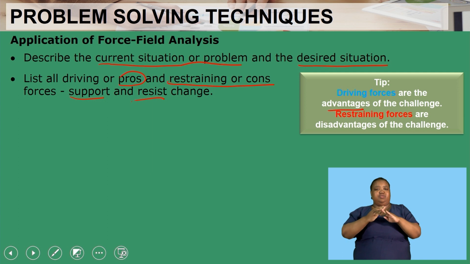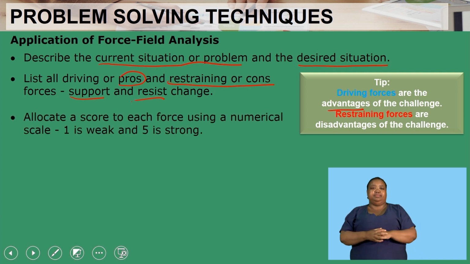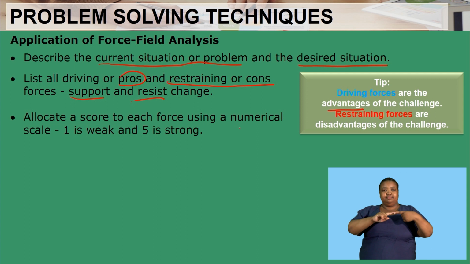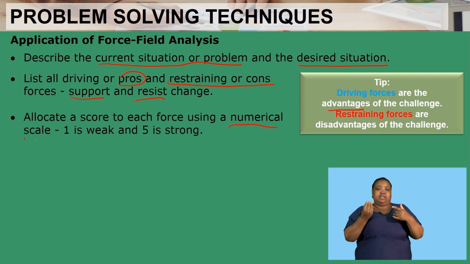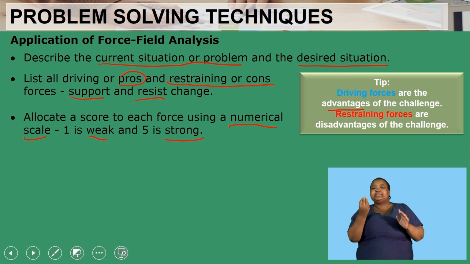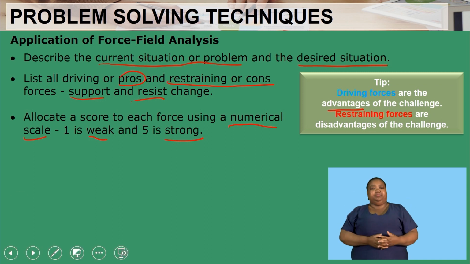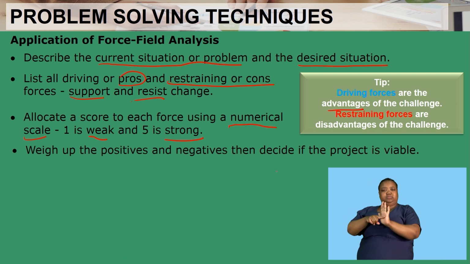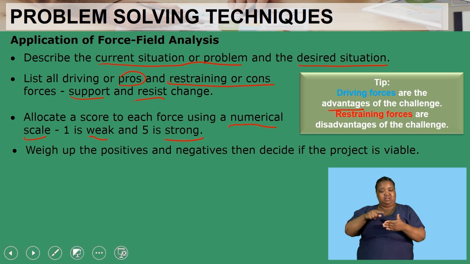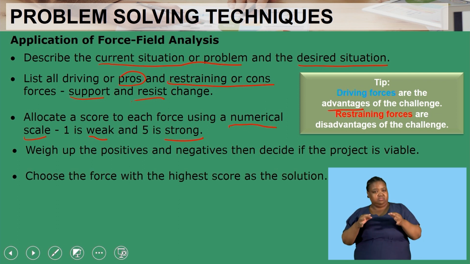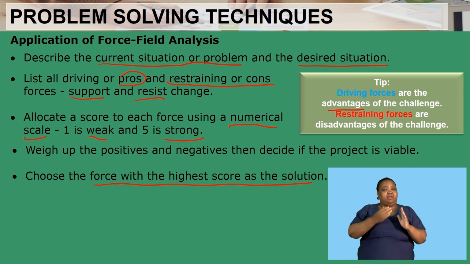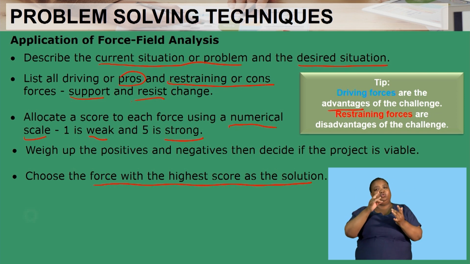of the challenge. Right, so what you need to do is allocate a score to each force by using a numerical scale. 1 is weak and 5 is strong. So you're going to allocate a score. Remember, there are the pros and the cons. So the pros, you weigh them, the cons, you also weigh them. You weigh up the positives and the negatives and decide if the project is viable or not. Then you're going to choose the force with the highest score as the best solution after weighing it from 1 to 5. That's what you need to do.